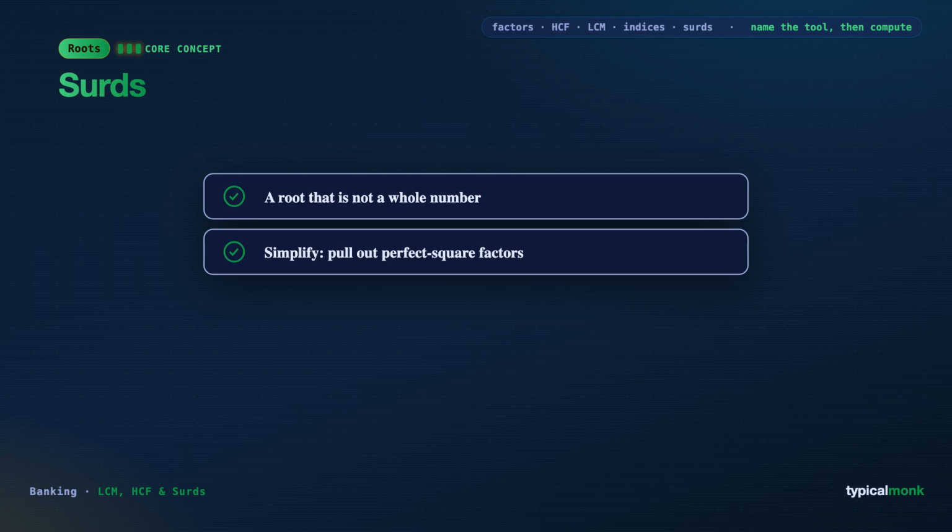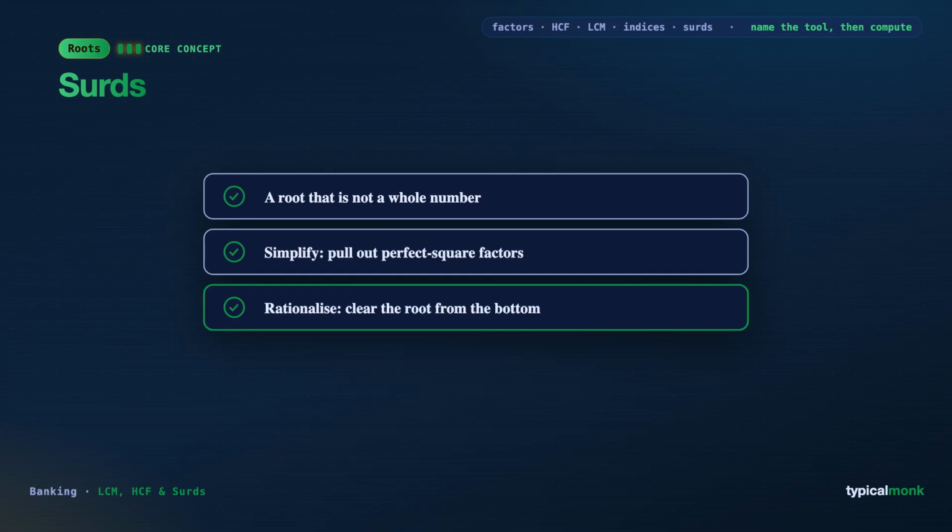We have simplified a messy root into a cleaner form, spotting the perfect square factor: 4, 9, 16, 25 and so on. Inside a root is the key move, and it makes surds far easier to compare and combine.